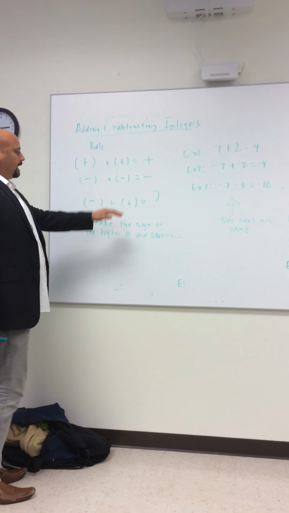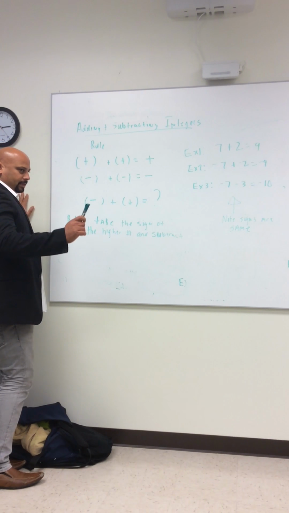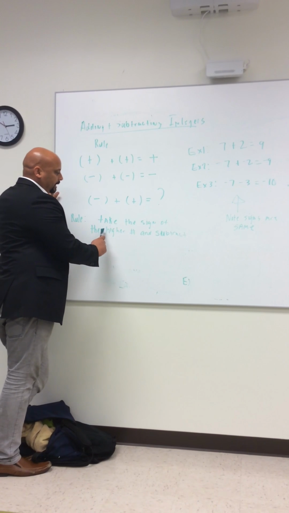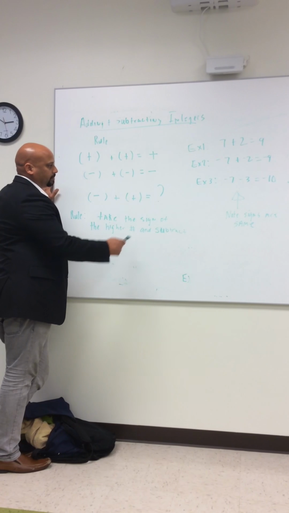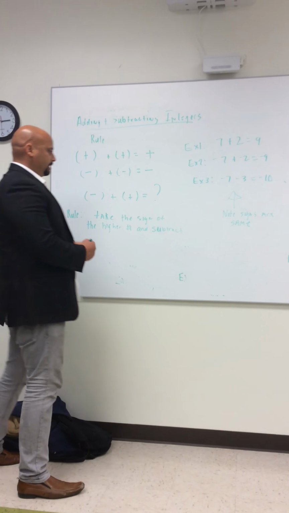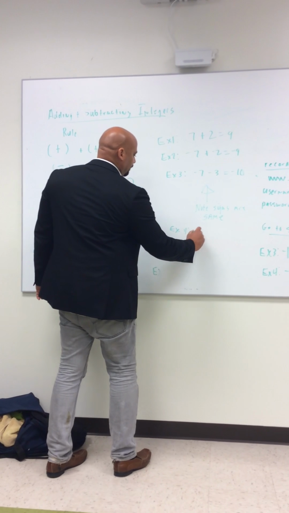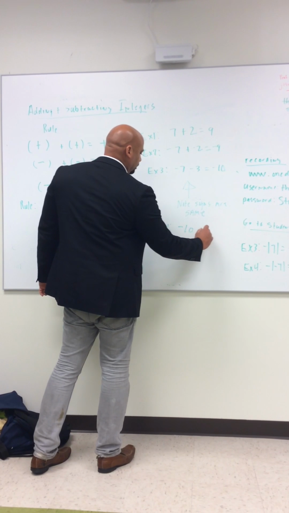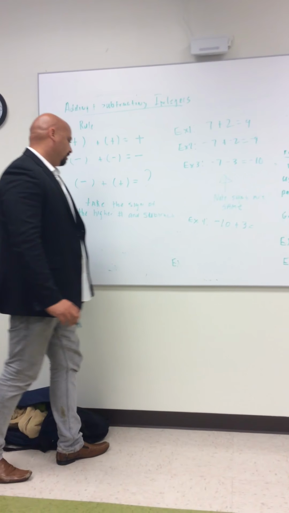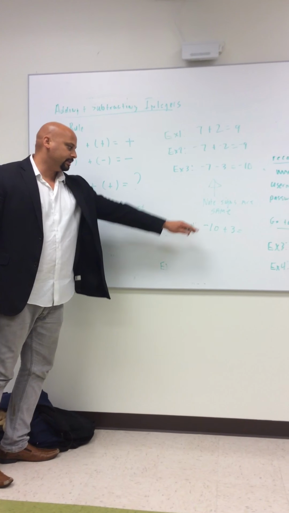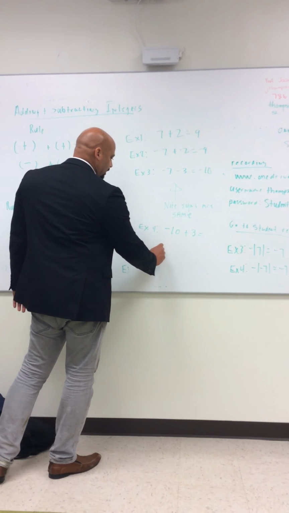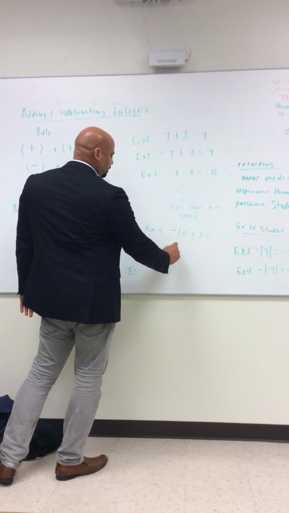And a negative plus a positive, this depends, it's a rule. It's useful to take the sign of the highest number and subtract, okay? And I'll give you an example of that, which would be example 4. So if we have negative 10 plus 3, you take the sign of the higher number. What's the highest number here is 10. The sign is negative. And you subtract. 10 minus 3 is negative 7.